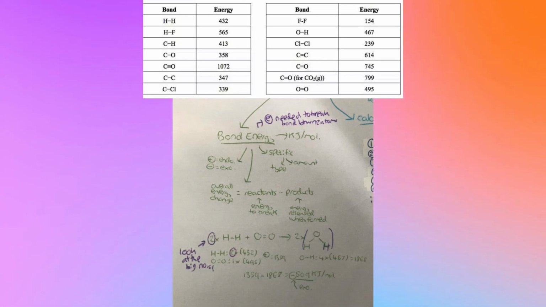On our product side, we have 2 lots of 2 O to H bonds, which means we've essentially got 4 lots of O to H bonds, so we've got 4 times 467, which gives us 1,868. We're then trying to calculate the overall energy change. That's reactants take products, so we're going to do reactants take products. 1,359 take 1,868 gives us negative 509 kilojoules per mole. Don't be alarmed, that is negative, that just means it's an exothermic reaction.